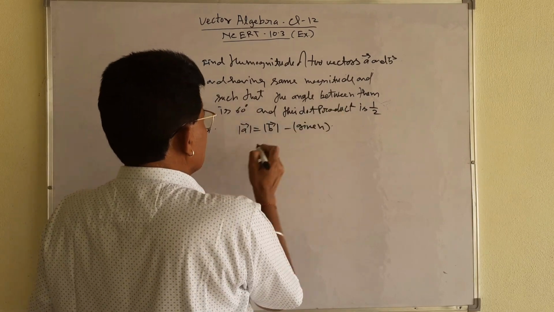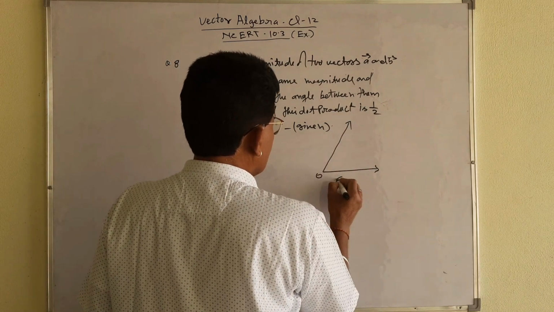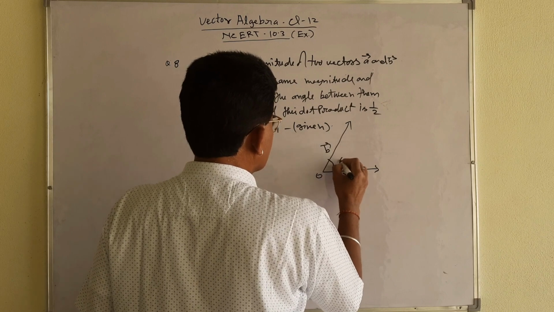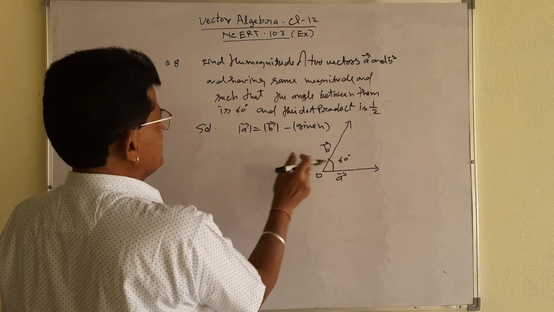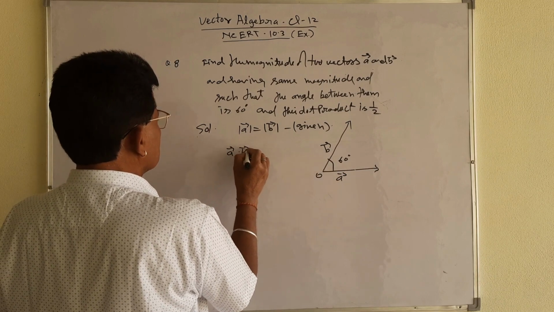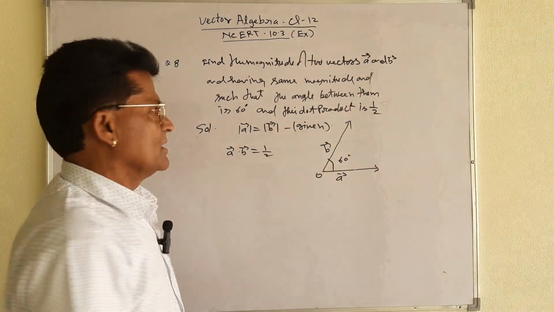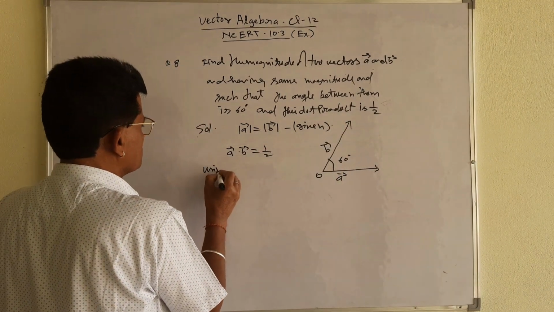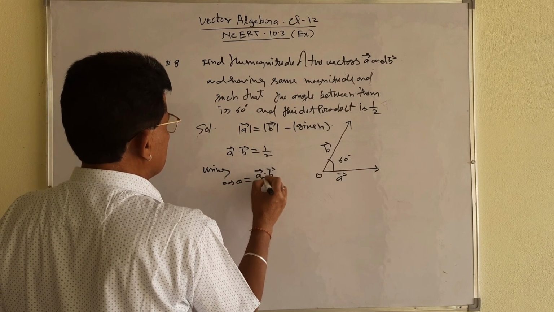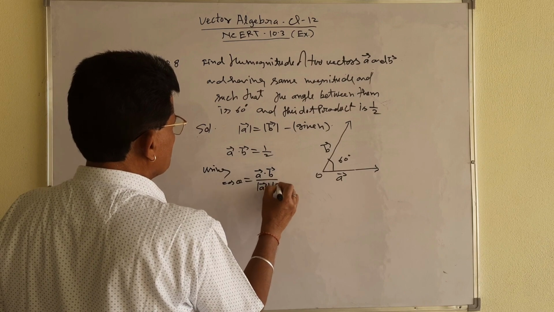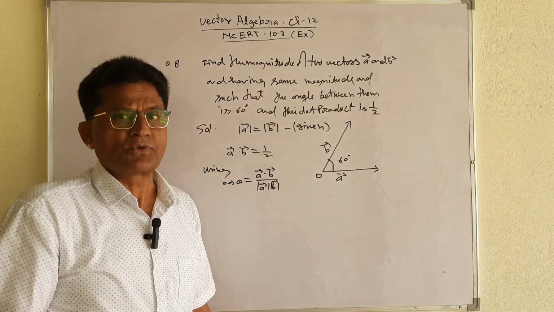Another thing, what is given? The angle between these two vectors is also given. This is vector A and this is vector B, that is 60 degree. This is an important question, I am telling you. And the dot product of these two vectors is how much? 1 by 2. Then you will find the magnitude using the definition. Using the definition means cos theta equals dot product of two vectors divided by their magnitudes. You see how important this question is. We will use the definition of the scalar product of two vectors.